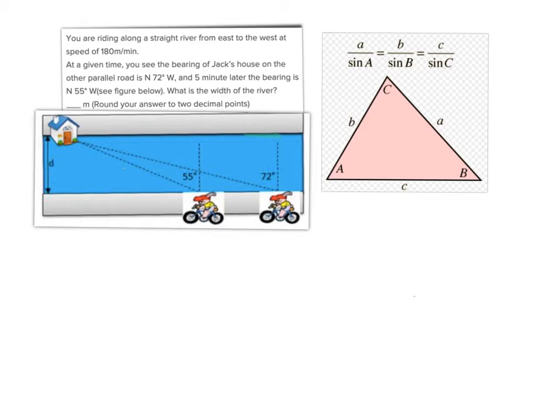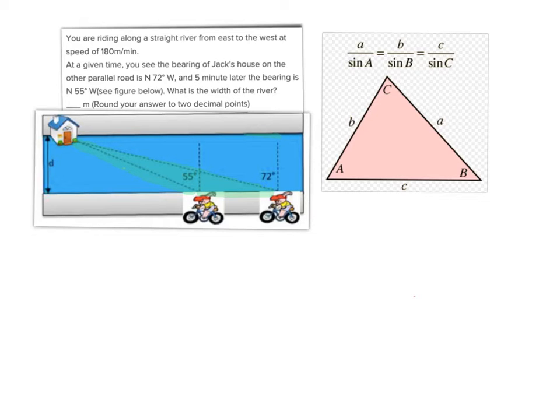In order to find this distance right here, the easiest way to approach this is to find the length of this side first. And in order to do that, I'm going to highlight the triangle that we should be starting with. So let's take a look at this triangle right here. Let's find the angles of that triangle before we move on.